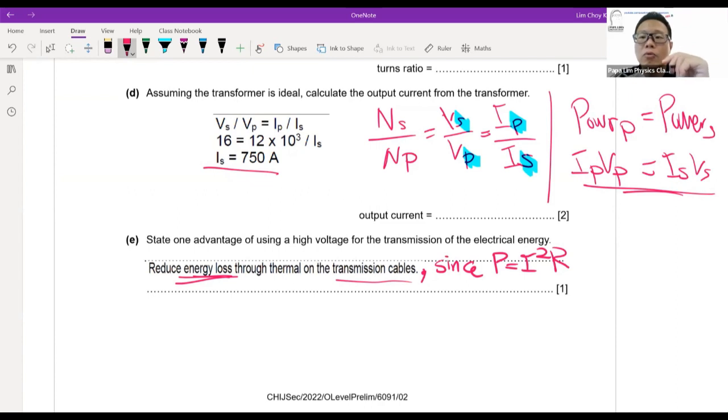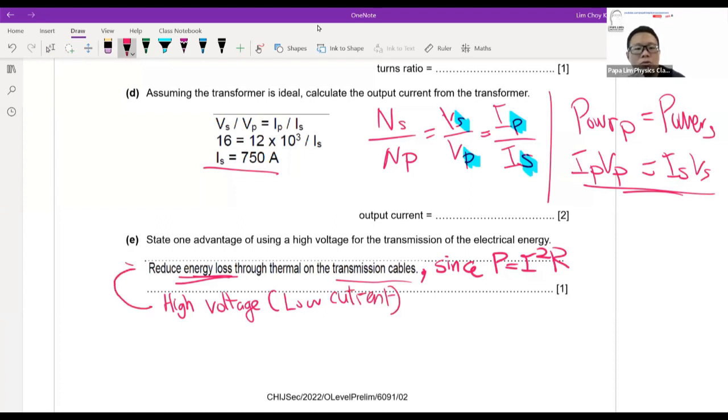so that the current flowing in the cable can be the minimum. Smaller current, smaller power loss. High voltage will mean I have low current in the cable, and this will mean a reduction in heat loss since power is I squared R. These are the three things that I always tell the students to highlight to the marker: reduce heat loss, low current, high voltage, and I squared R to link all three together.